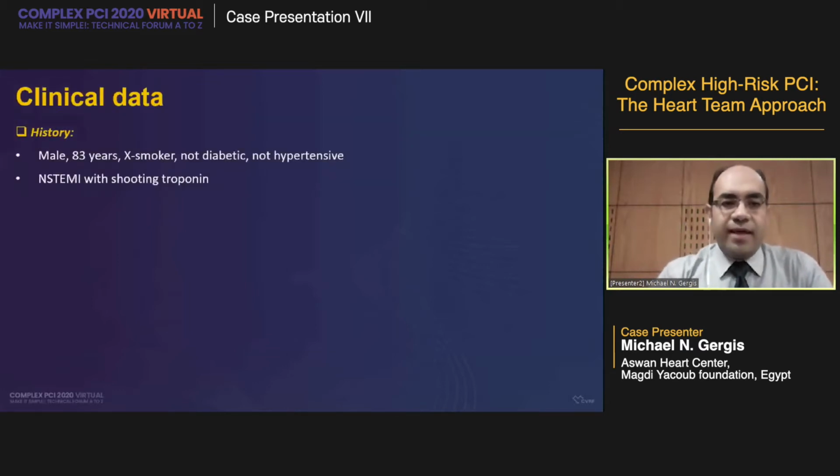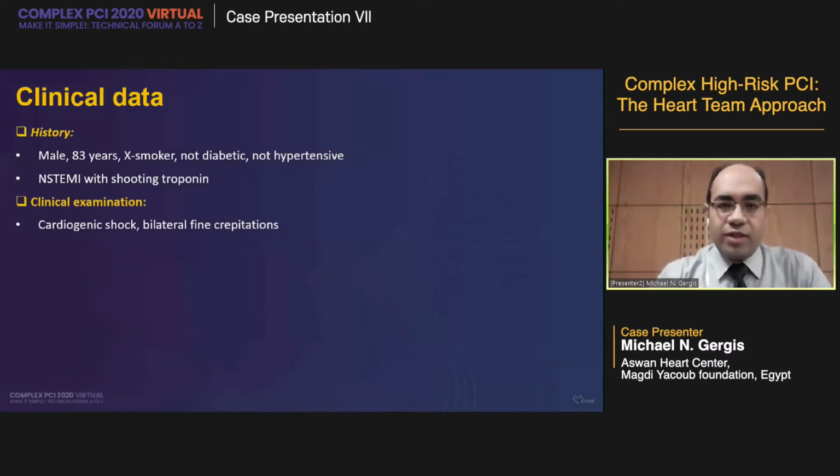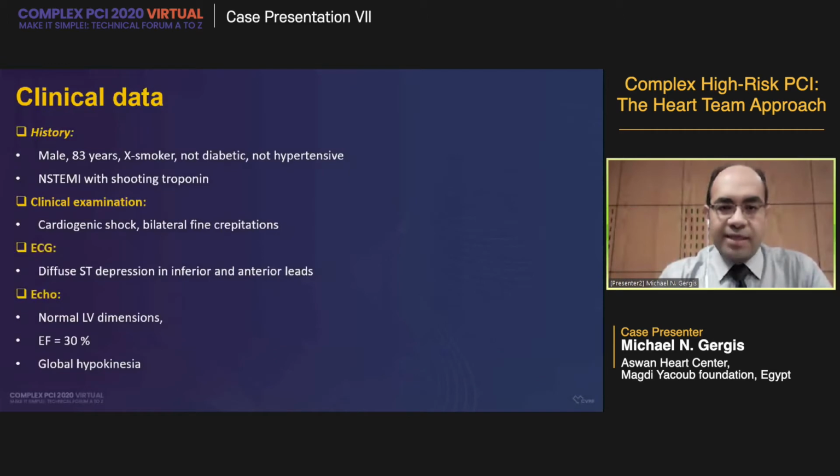He was an 83-year-old gentleman, an ex-smoker, not diabetic, not hypertensive, presented with high-risk non-ST elevation myocardial infarction with a shooting troponin. His examination showed that he was in cardiogenic shock with bilateral fine crackles. His ECG showed diffuse ST depression in inferior and anterior leads, while his echo showed impaired LV systolic function at 30%.